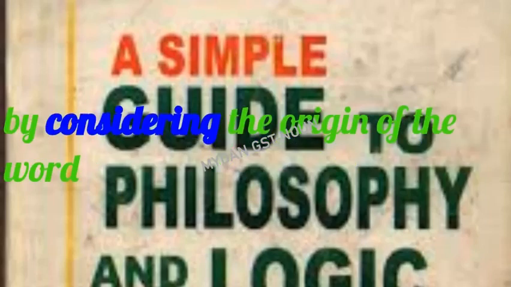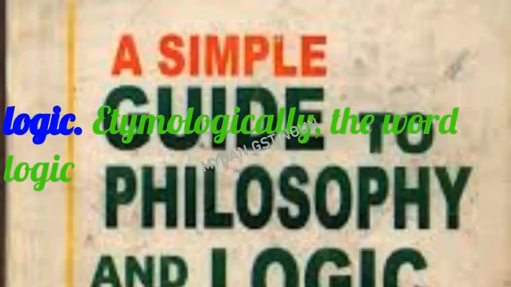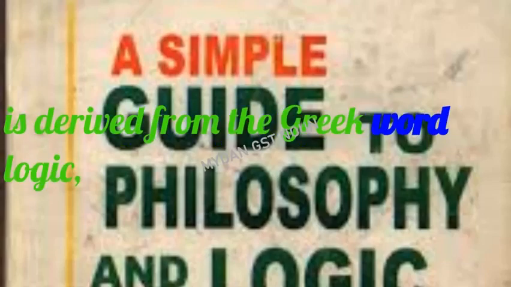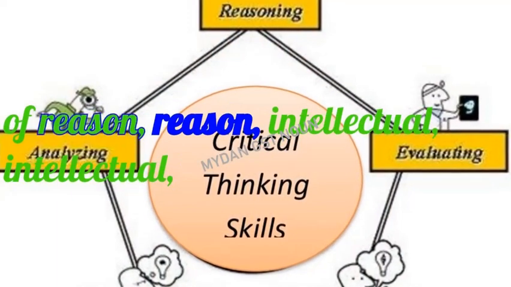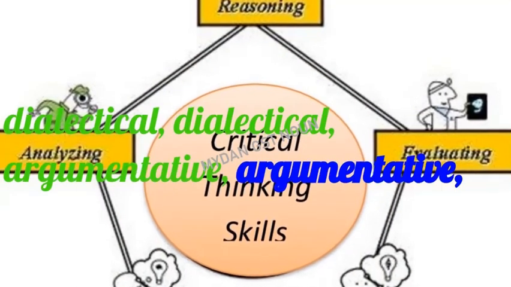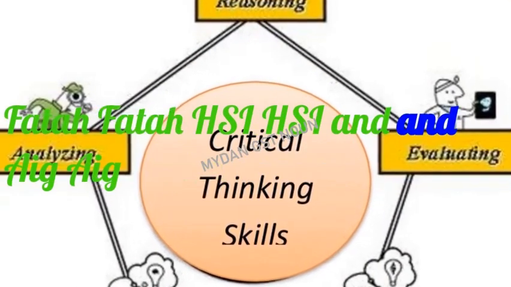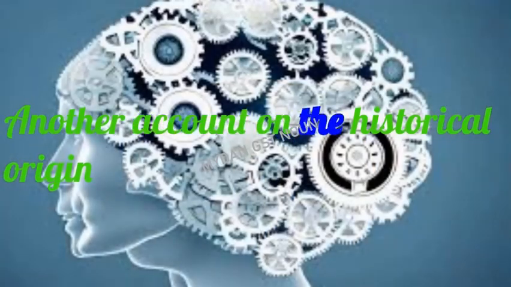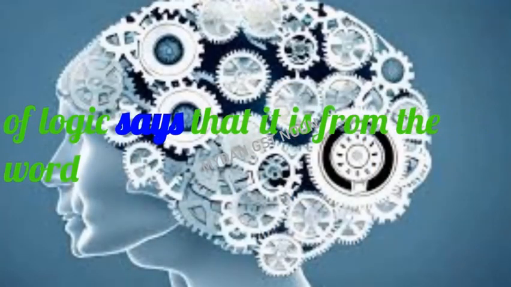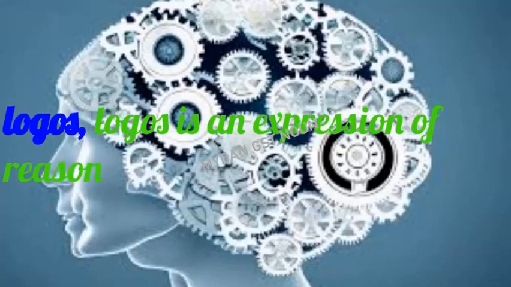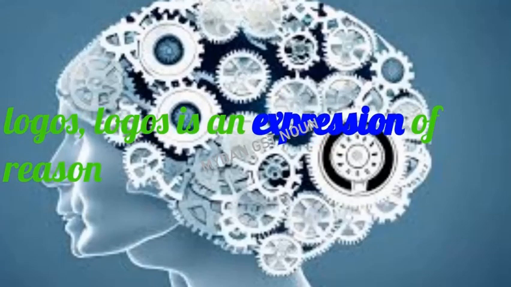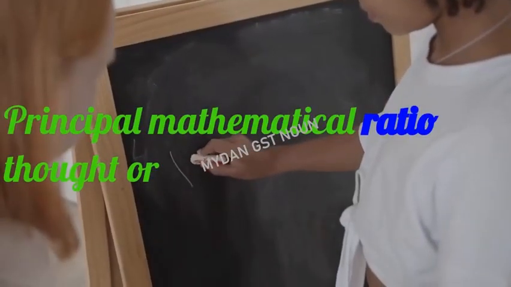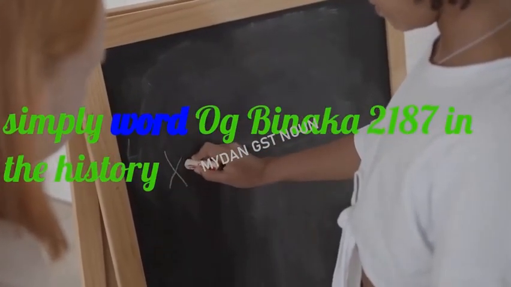Let us begin by considering the origin of the word logic. Etymologically, the word logic is derived from the Greek word logike, meaning possessed of reason, intellectual, dialectical, argumentative. Fadahunsi Adegboyega, 2010, 94. Another account on the historical origin of logic says that it is from the word logos. Logos is an expression of reason or order in words or things, principle, mathematical ratio, thought, or simply word.